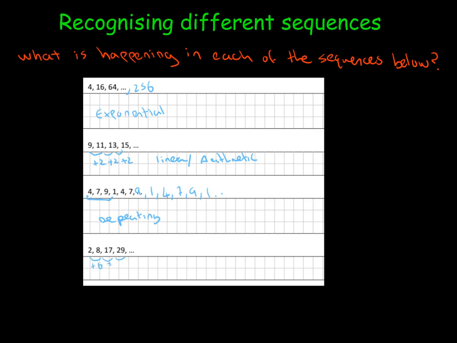In the fourth one, it's not multiplied, and the common difference isn't the same: plus 6, plus 9, plus 12. So the first difference isn't the same, but what is the same is the second difference, which is the difference between the first and second difference. So you're adding on 3 to the previous difference each time. If you were asked to find the next term, you'd be adding on 15 to 49, which will give you 64. So the second difference is the same, and that makes it a quadratic sequence.